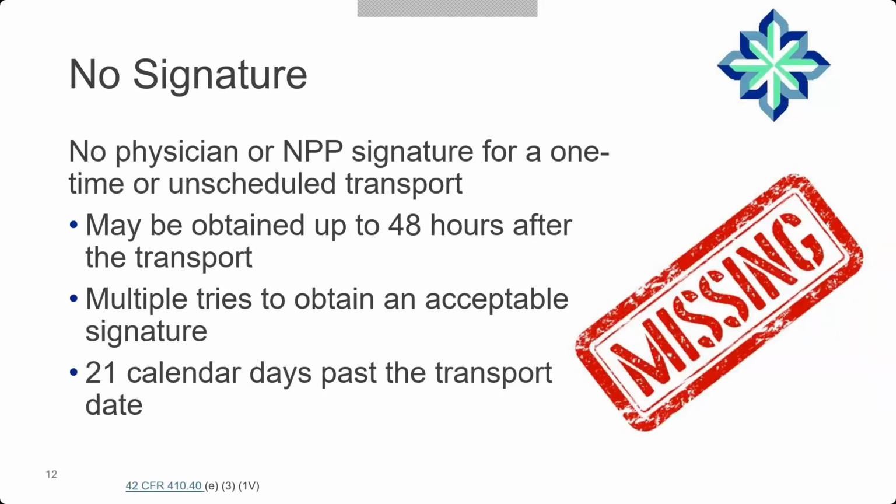No physician or NPP signs for one-time or unscheduled transport. So I want you to notice again, here we're saying, hey, we don't have a signature. What do we do? First, if it is a routine scheduled non-emergent ambulance transport, you have to have a physician certification statement. Without it, the transport is not payable. If not, then you can go back to the physician after the transport. So example, the MRI from home, and you can say, hey, I need this signed, and they could give you a signature after the transport.